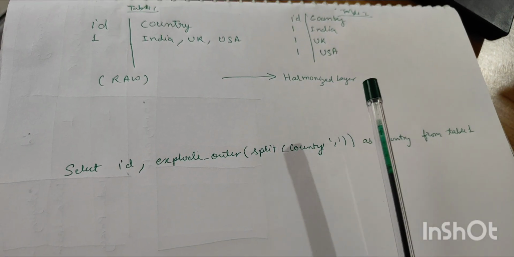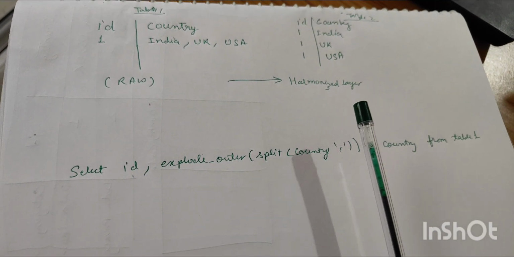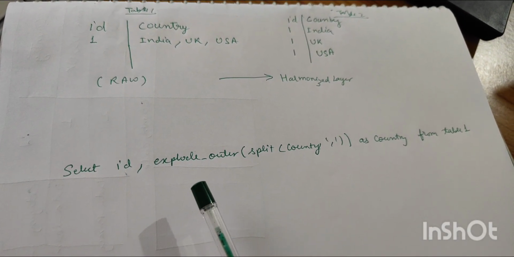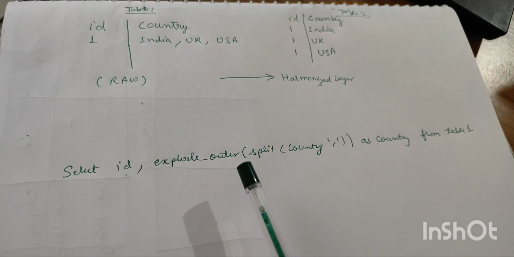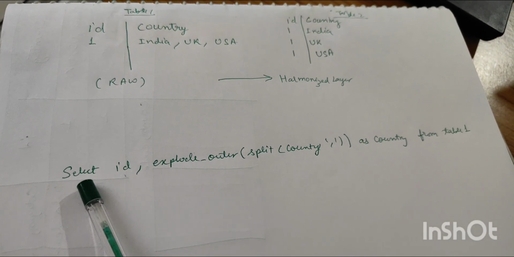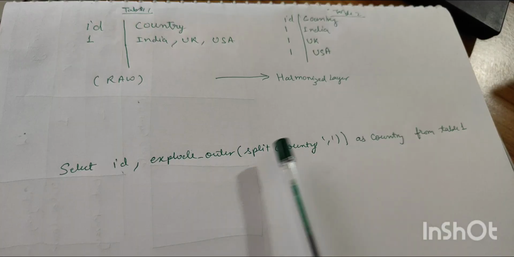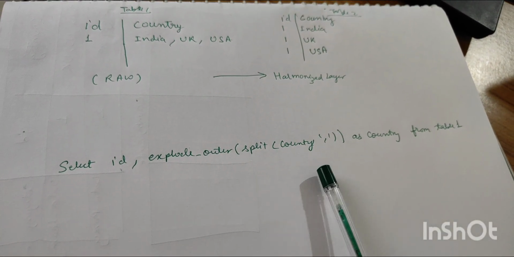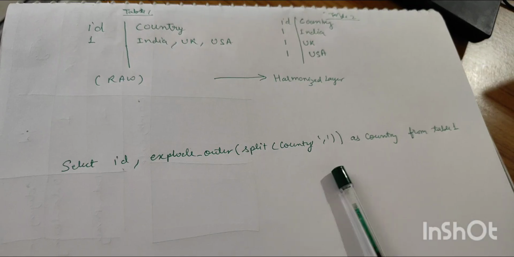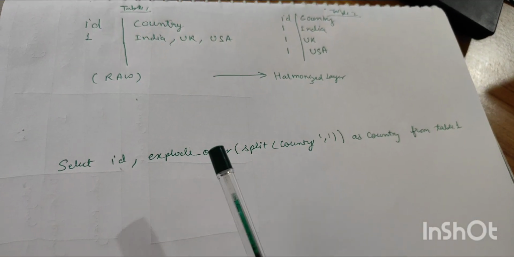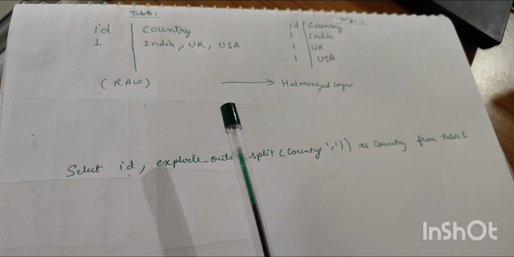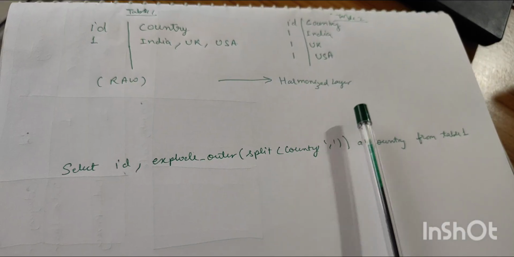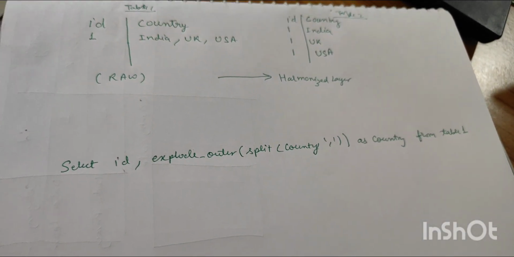Now in the second validation you can directly execute the except function. You need to write this query: except, select id and country from the harmonized layer. This way you can validate that all ids and countries are getting split from one row into many rows in the further layer.